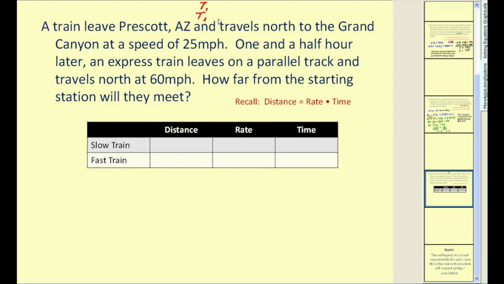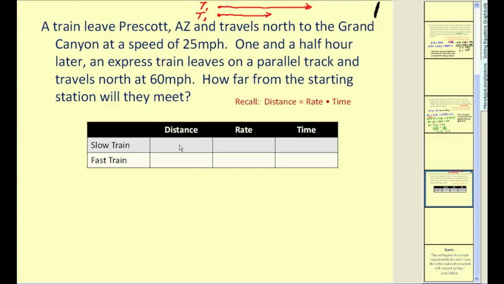So the idea behind this problem is train 1 leaves the station traveling 25 miles per hour, and then 1.5 hours later, train 2 leaves the same station on a parallel track. It's traveling faster, and the question is, how far from the starting point will they actually meet? Somewhere out here, they'll be in the same place at the same time. So let's set this up.